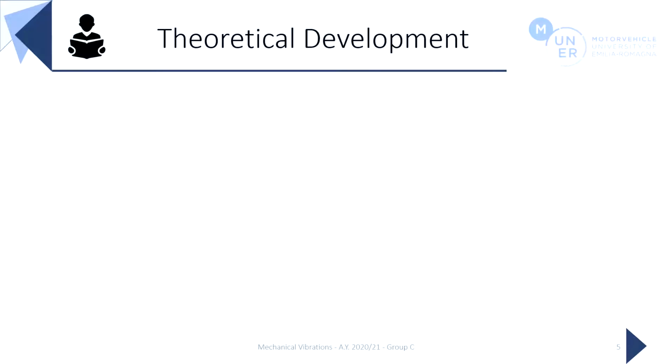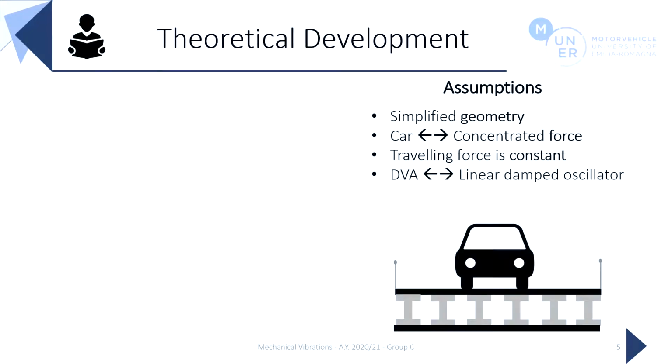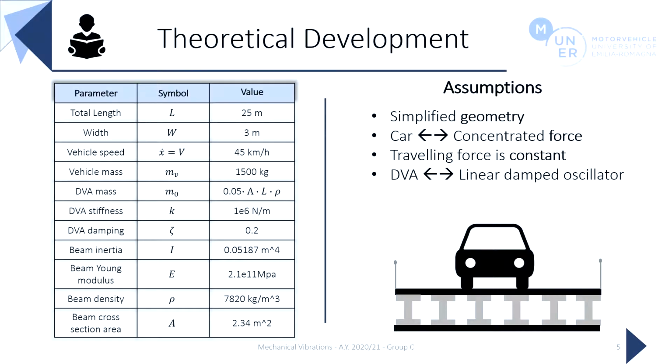Indeed, some assumptions need to be made for studying a simplified problem. Particularly, the DVA is considered as a mass attached to a linear spring and damper that suspends it from a single point of the bridge, and the running car is taken as a constant and concentrated force. Moreover, to allow the replication of the analysis, we reported on the left all the parameters employed, deriving either from our research or by assuming reasonable values.